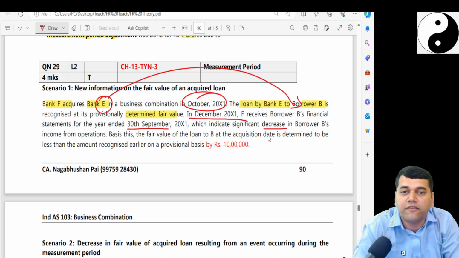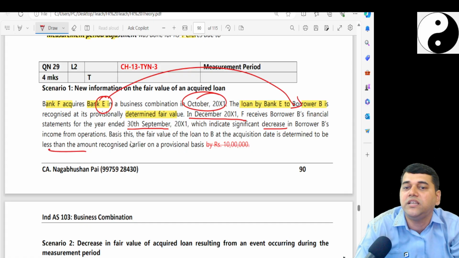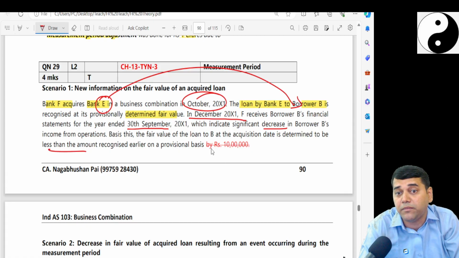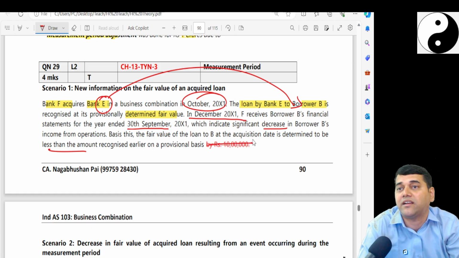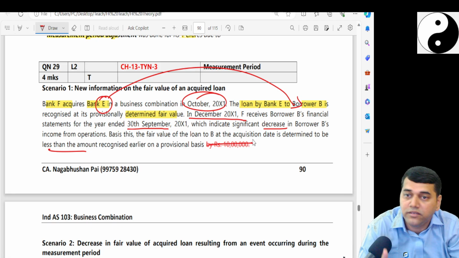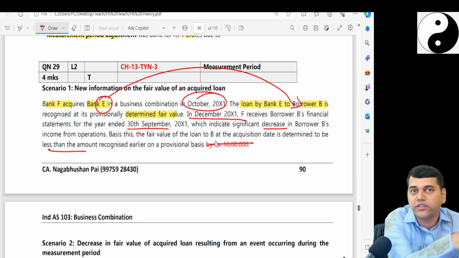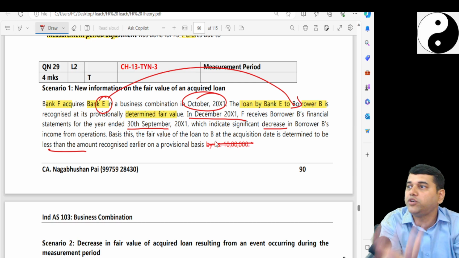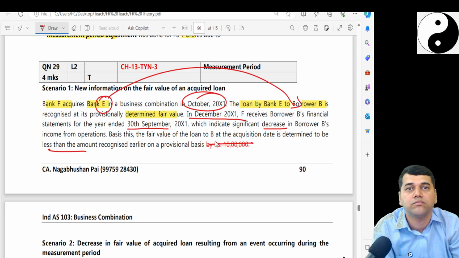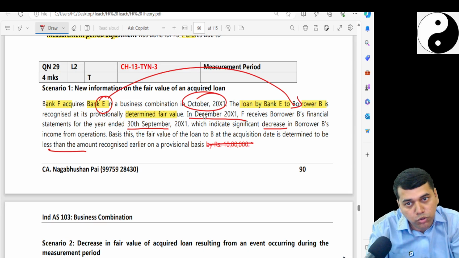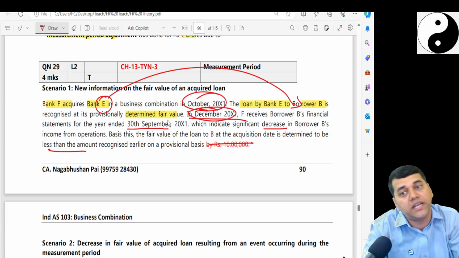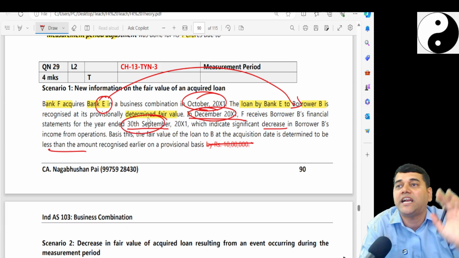Basis that, the fair value of the loan is determined to be less than what you recognized earlier by say 10 lakh, and this time in the new syllabus they struck off this 10 lakh. Is this the measurement period adjustment? Yes. Why? Because when you took over, you valued this customer, but you didn't know that this customer is bankrupt. Now you come to know today within measurement period that on that day only he didn't add money.